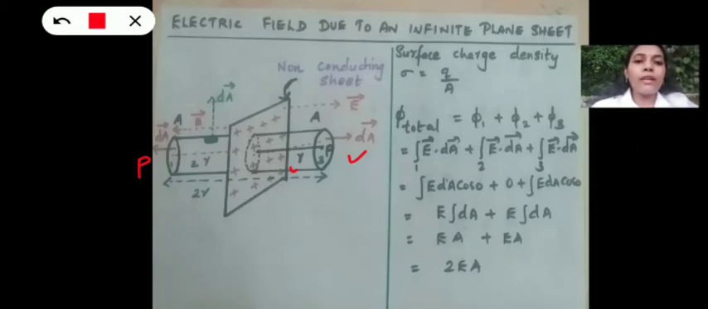So in order to find out electric field intensity at the point P, we need to construct a Gaussian surface, because we aim to find out electric field intensity at the point P by Gauss's law. And to apply Gauss's law, we need a closed surface or Gaussian surface. So that will be our first step.